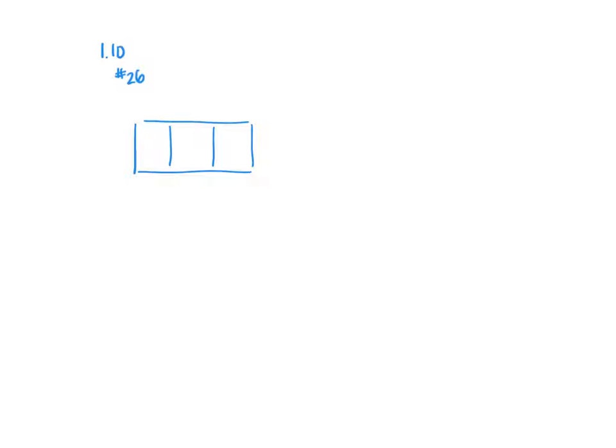Okay, let's look at number 26. So it says I have 1,200 feet of fencing. So hopefully you're kind of thinking of linear, which usually deals with perimeter.